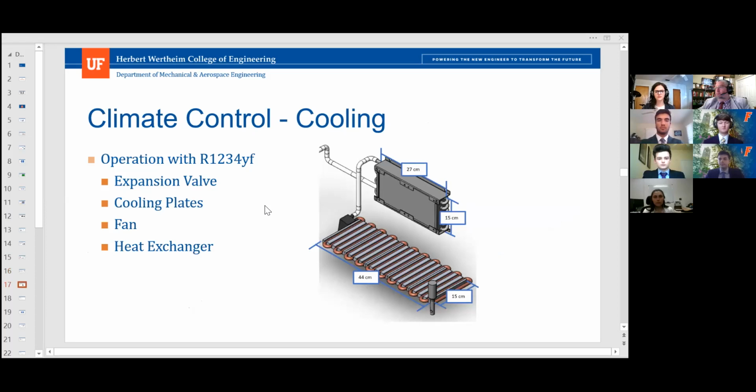Next slide. To cool the system, refrigerant 1234YF will go through a refrigeration loop to bring the temperature of the water down to 4 degrees Celsius. The refrigerant will be pumped through an expansion valve to bring down the pressure of the liquid, so when it flows to the cooling plates, it will come off as a gas.